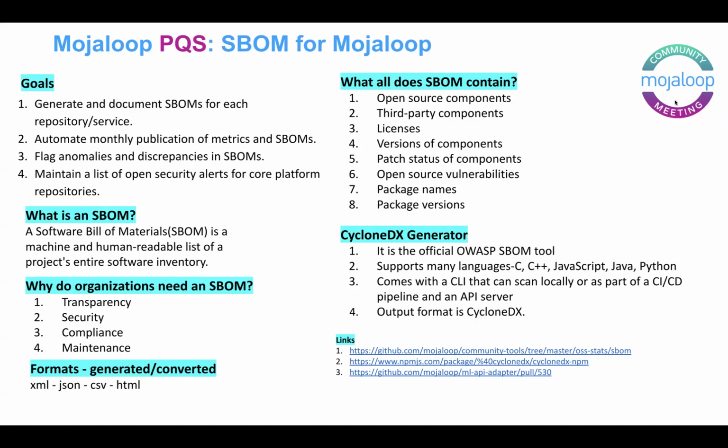A software bill of materials is a complete inventory of the software components, the dependencies, and all which come up in the repositories. The goals of this were to generate metrics for each and every repository at Mojaloop, and then find deprecated components or issues within the repositories.